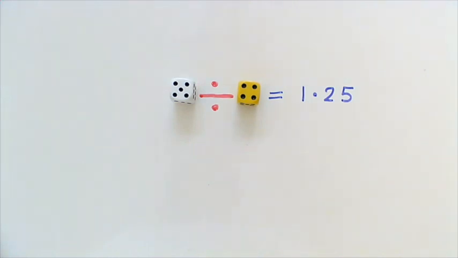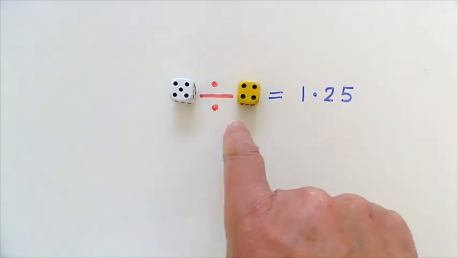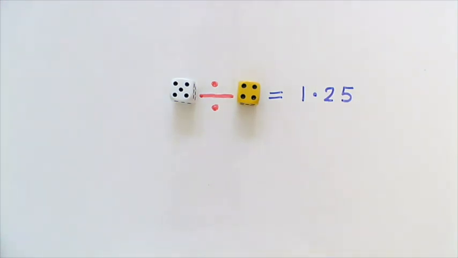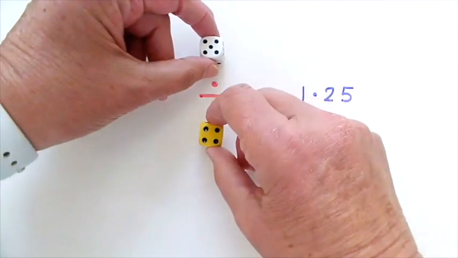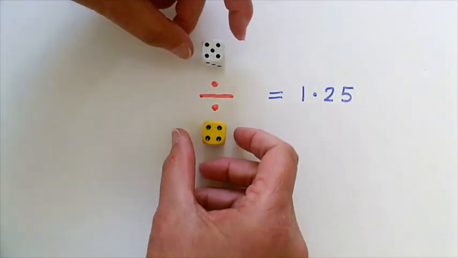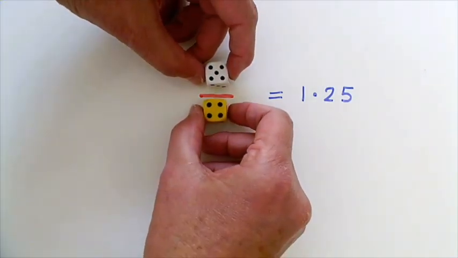I'm going to start with an equation. I've got 5 divided by 4 equals 1.25. The 5 divided by 4 I could write as a fraction. We don't normally see the dots when we write a fraction, but it means exactly the same.